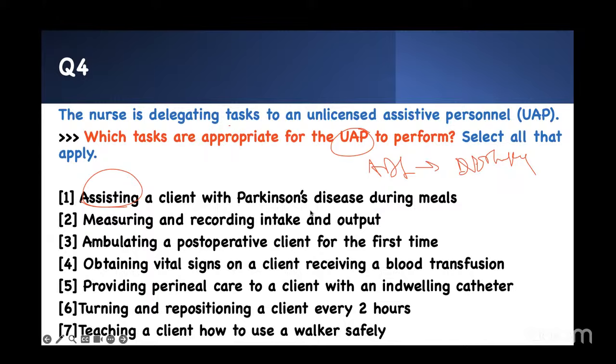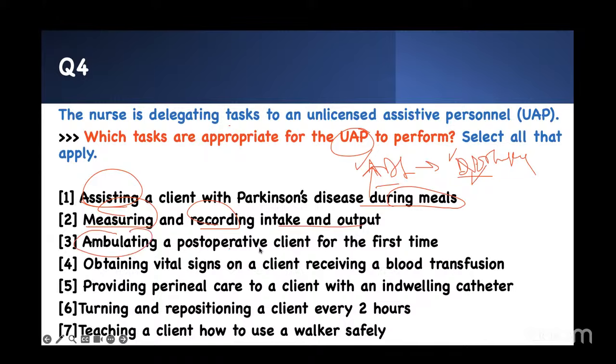You don't even have to read the whole question, but you should read the whole answers. Assisting a client with Parkinson's disease during meal. This is ADL. I'm showing you this is the easy way. You go back to your buzzwords. I'm only looking at 2 buzzwords, ADLs and no thinking. Measuring and recording intake and output. That's what I do. It does not require thinking to record it.